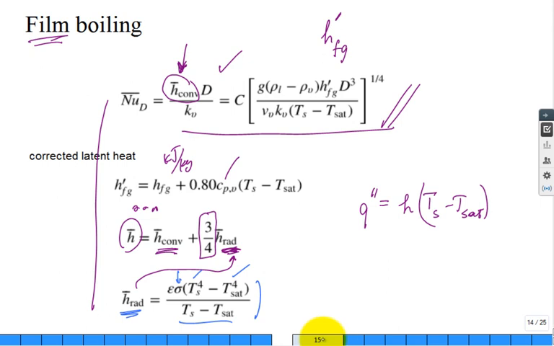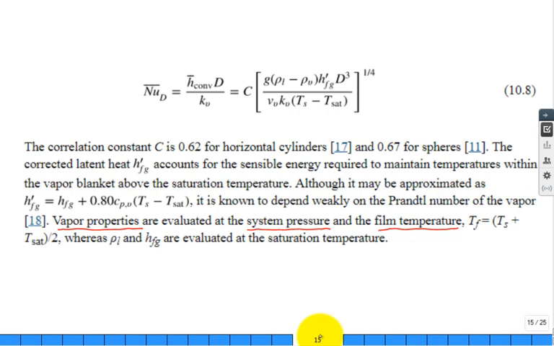All right, you ready to use these equations? Oh, I forgot to emphasize, you need to read the textbook, but here is this equation that we just talked about. The constant C is 0.62 for horizontal cylinders, 0.67 for spheres. The corrected latent heat with that prime on it accounts for the sensible energy required to maintain temperatures within the vapor blanket above the saturation temperature, and they give it to you right here. It is known to depend weakly on the Prandtl number of the vapor, so just do it ignoring the Prandtl number of the vapor. Okay.